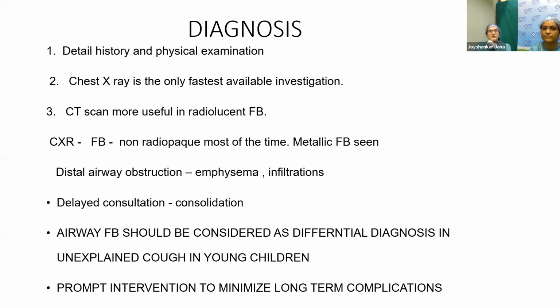How do you diagnose airway foreign bodies? Ma'am, detailed history elicitation from the parents or caretaker and thorough physical examination of the child is very, very important. Chest X-ray is the fastest available investigation. CT scan is more useful only in radiolucent foreign bodies. On chest X-ray, foreign bodies are not radio-opaque most of the time. If metallic, then it can be seen. If there is distal airway obstruction, then emphysema or an infiltration-like picture is there. And if they consult a doctor late, then consolidation can develop in the lungs.